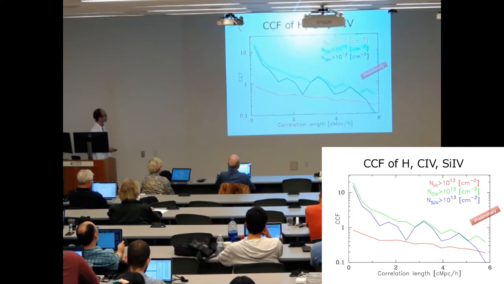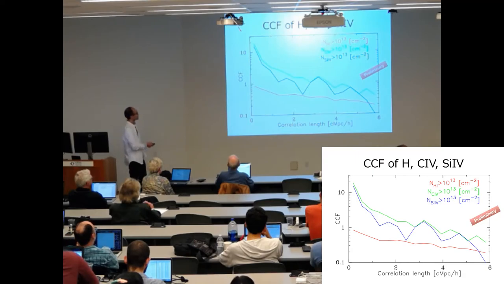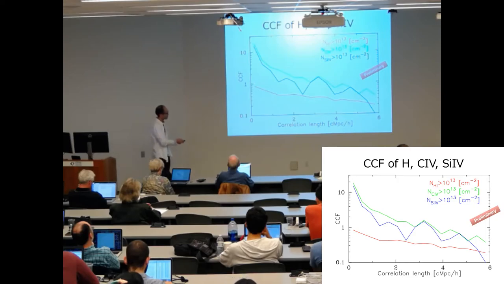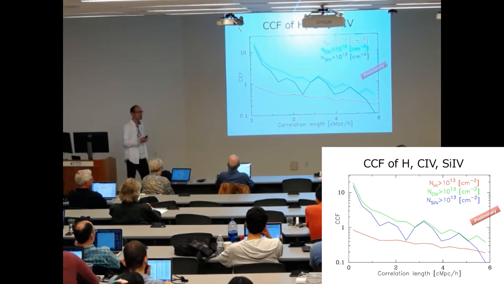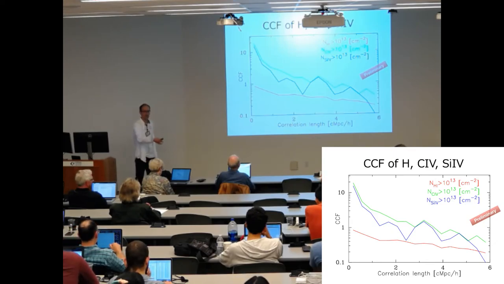So if you do that, preliminary results do suggest that we can get some cross-correlation signals within the circumgalactic region from the galaxy. So for example, if you have these columns of carbon IV and silicon IV, you do get a stronger cross-correlation signal than the H I cross-correlation. So maybe we can see these signals with the PFS and probe how these metals come out from the galaxies and enrich the IGM.